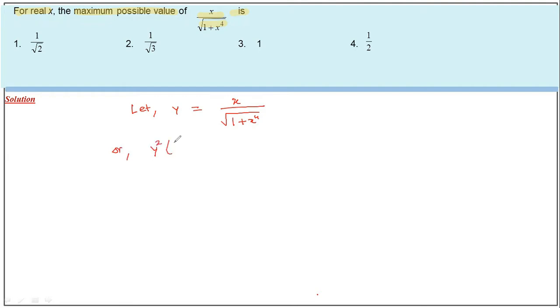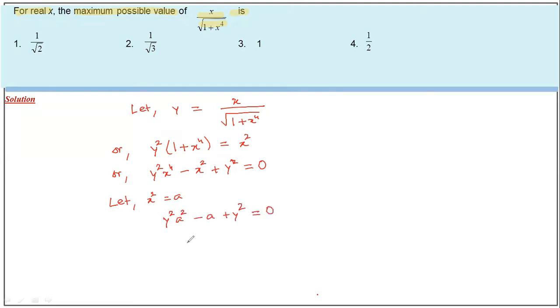or y square into 1 plus x to the power of 4 equal to x square, or y square x to the power of 4 minus x square plus y square equal to 0. Now let x square equal to a, so the equation becomes y square a square minus a plus y square equal to 0.